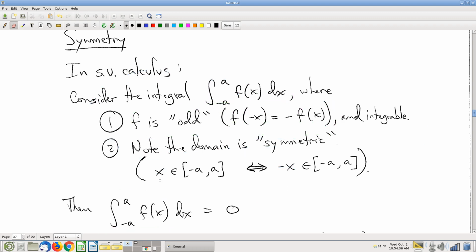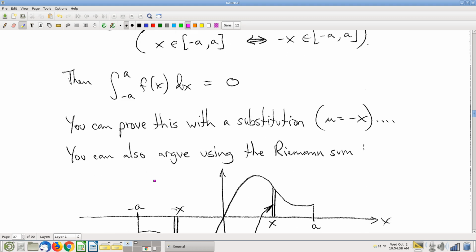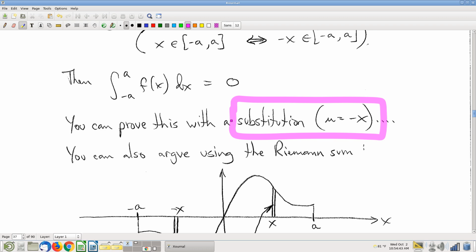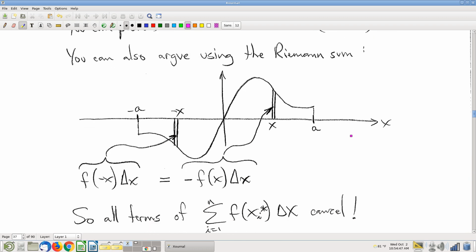All right. Why is this true? Well, really the best way to do this is with a substitution. But for the moment, I'd like to take a different point of view, which is let's think about the Riemann sum point of view on this.